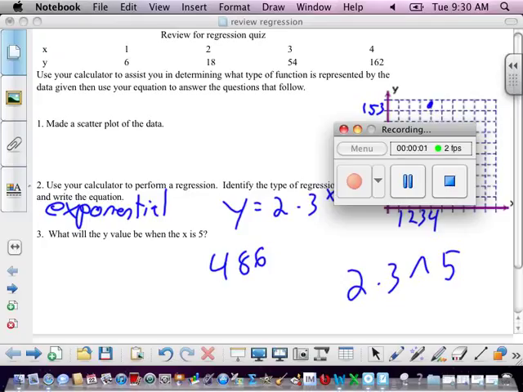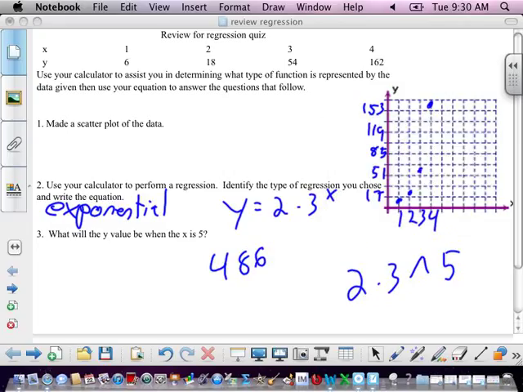Right, ladies and gentlemen, we're looking at review for the regression quiz tomorrow. So we've looked at different forms of regression for this. We've looked at linear, exponential, and quadratic. Okay, so first I've got my table right here. Yours looks a little bit better than mine.